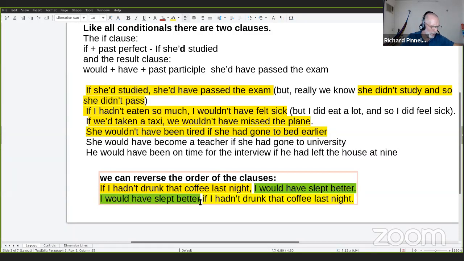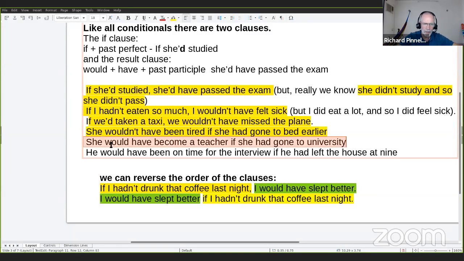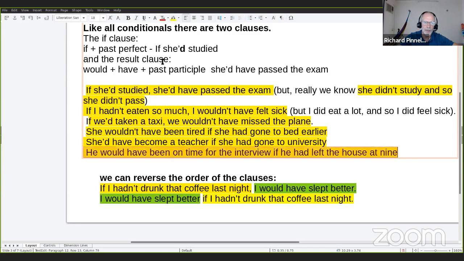When you use contractions plus have plus past participle, native speakers nearly always use the contraction. Both the contractions. Let's look at the other examples. She would have become a teacher if she'd gone to university. She'd have become a teacher if she'd gone to university. He would have been on time for the interview if he'd left the house at 9. Again, we're going to contract that: he'd have been on time for the interview if he'd left the house at 9.